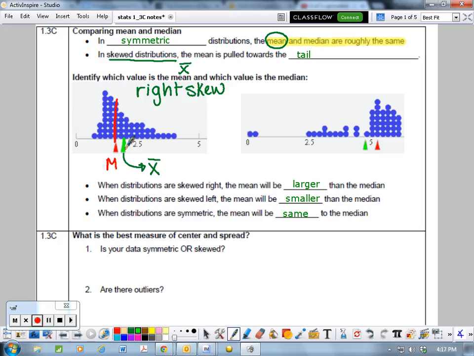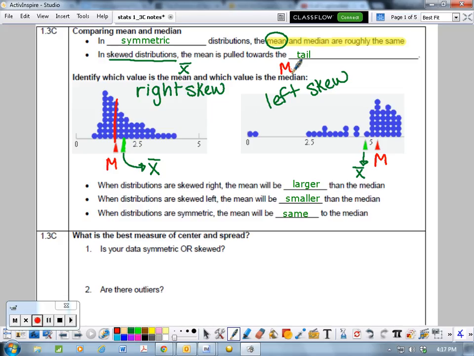And so when we look at our next one, we have a left skewed distribution. Again, our tail is off to the left. And so that makes this our mean, because the one closest to the tail is going to be the mean, which makes this our median. So our symbol for the mean is the x-bar, the bar on top of it, and for the median it is the capital M.